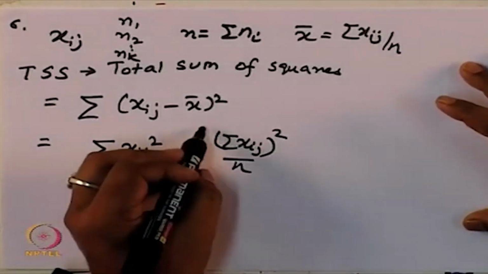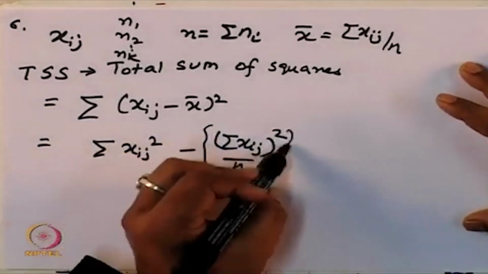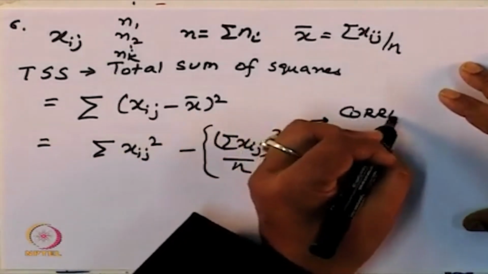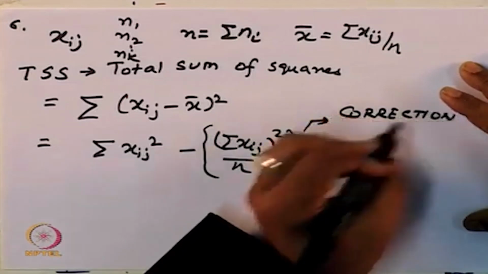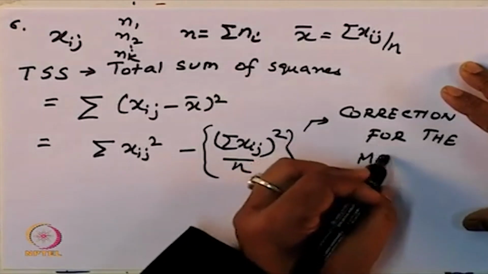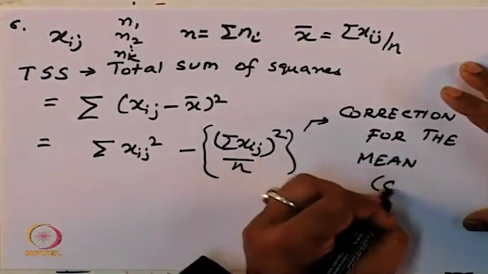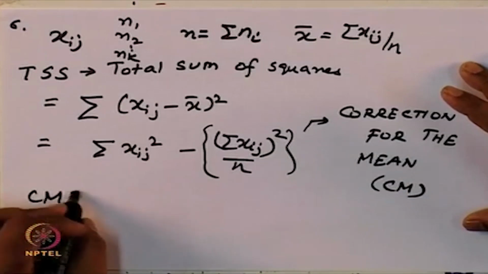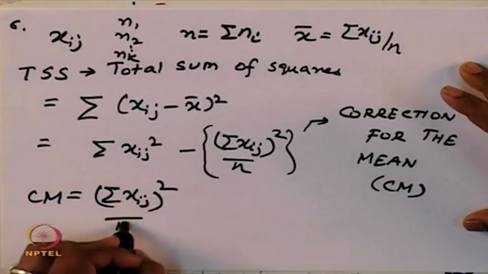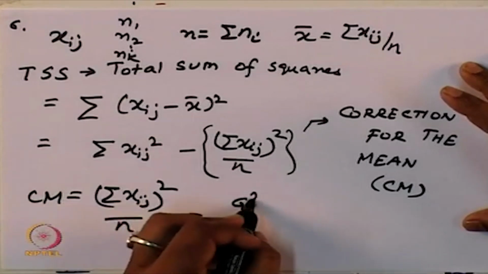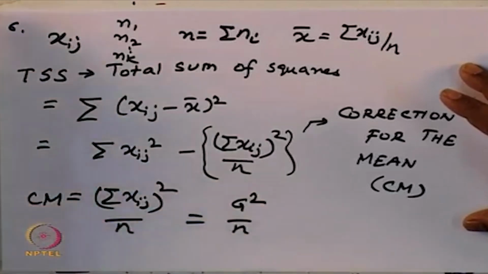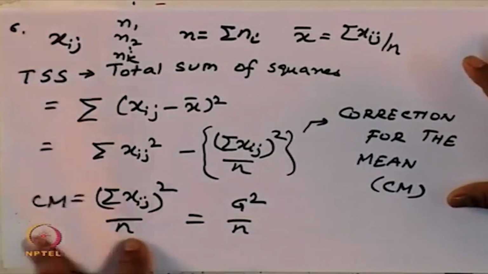Okay. So, this term is called the correction for the mean, or Cm. So, Cm is the summation of x_ij whole square by n, and this you can write as G square by n. Okay. G represents basically the sum of all the terms.